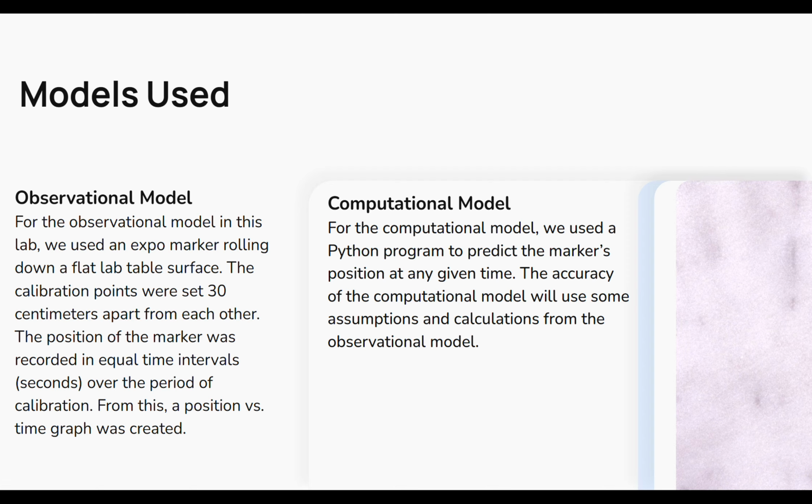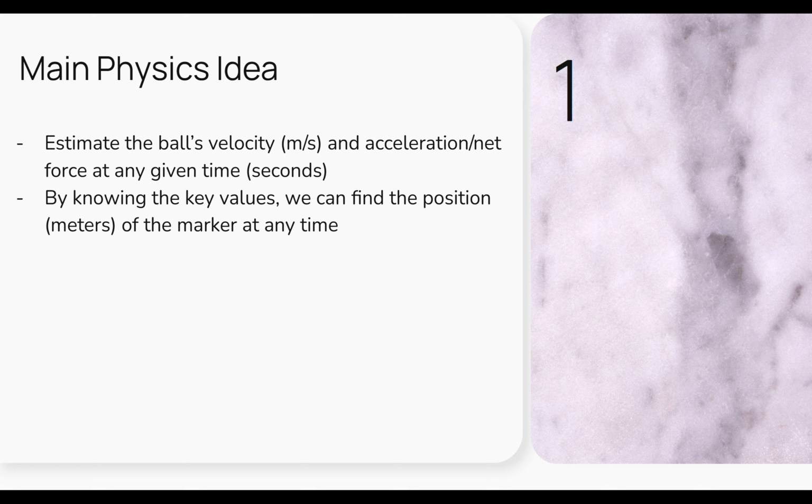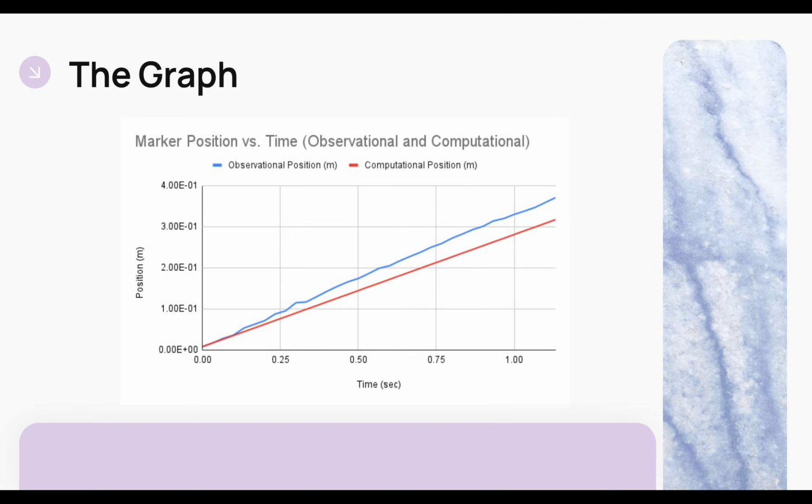The other model was the computational model. For the computational model, we used a Python program to predict the marker's position at any given time. We used the velocity that we gathered from the calibration point in the computational model to make some accurate predictions. The main physics idea is to simply estimate the ball's velocity and acceleration at any given time, and use those values to find the position at any given time, which is simply kinematics.